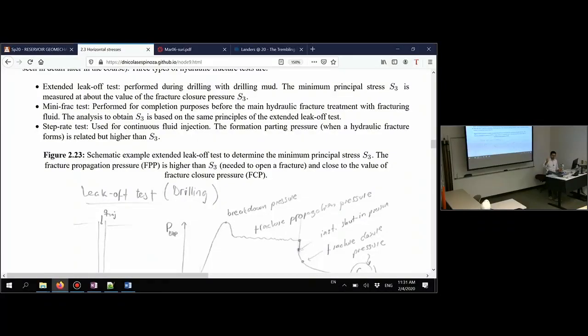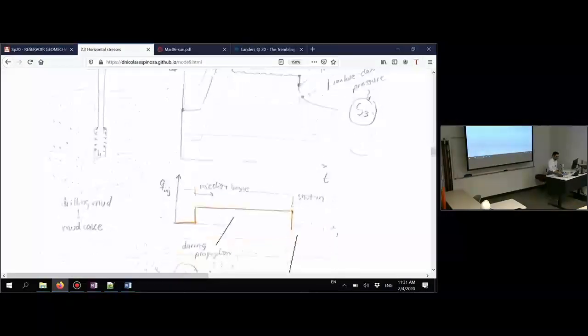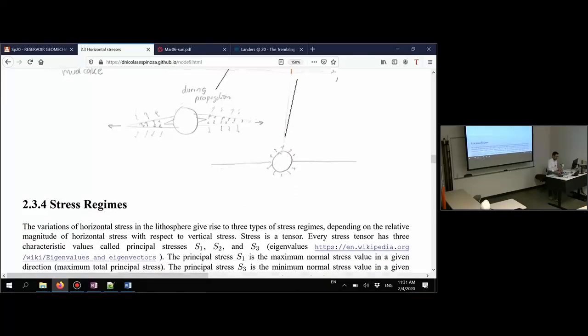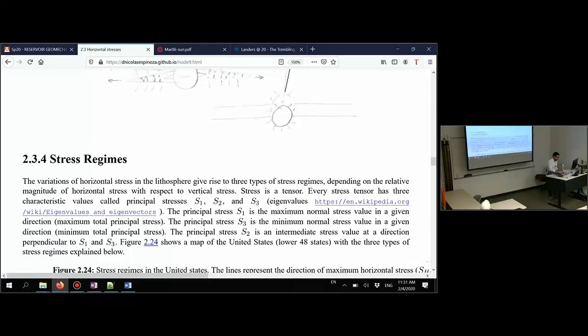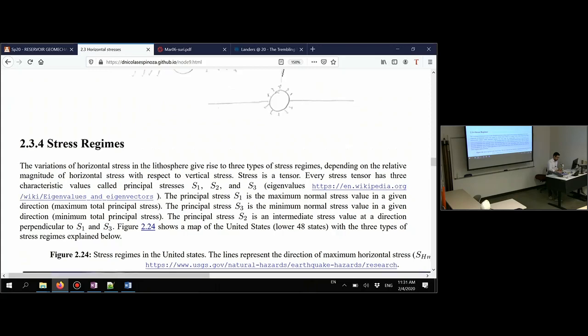We're going to see some other methods too. For example, when you drill a wellbore and you take a look at where specific failure around the wellbore forms, that's also going to help us to see what is the direction of the minimum principal stress. But we'll see that later on, so don't worry.